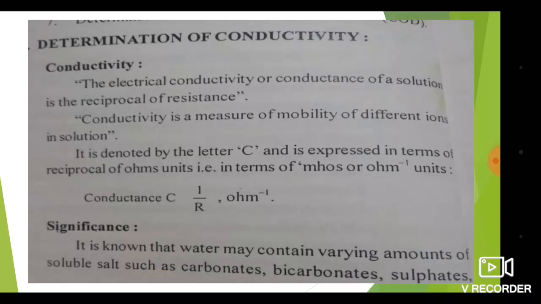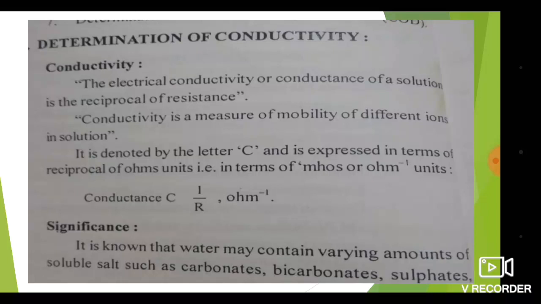So it is the electrical conductance of the solution. It is denoted by the letter C and expressed in terms of the reciprocal of the ohm, that is ohm inverse, or mho. So conductance C is proportional to 1 by R, and its unit is ohm inverse or mho.